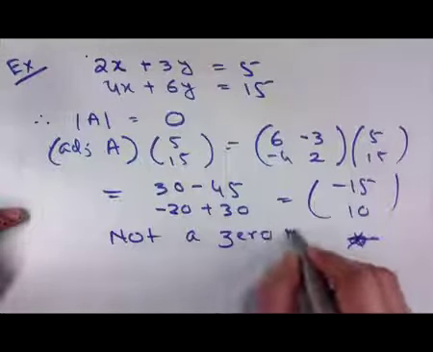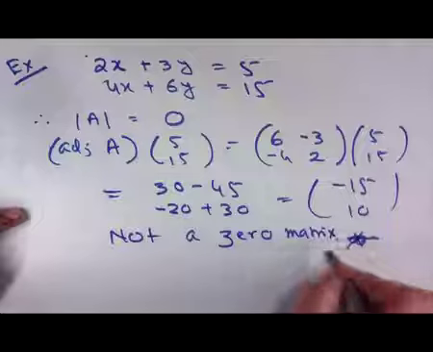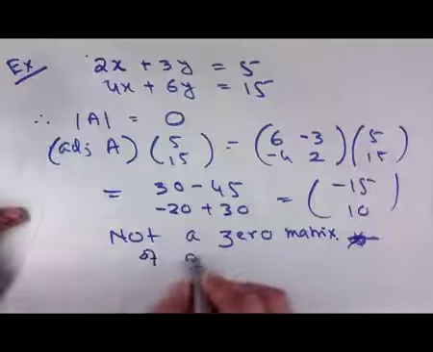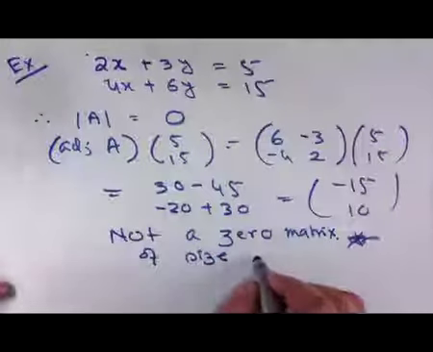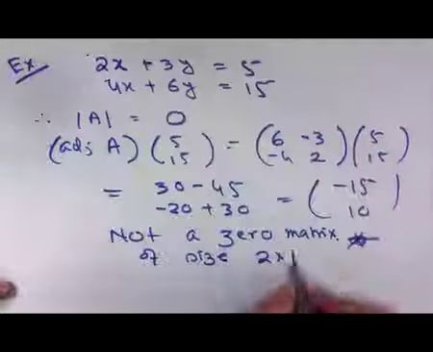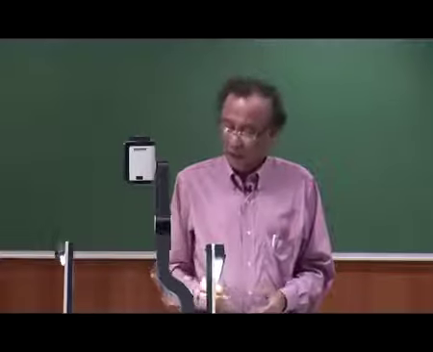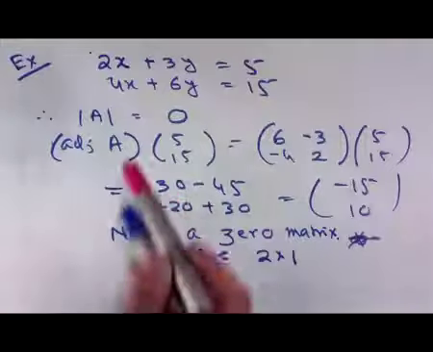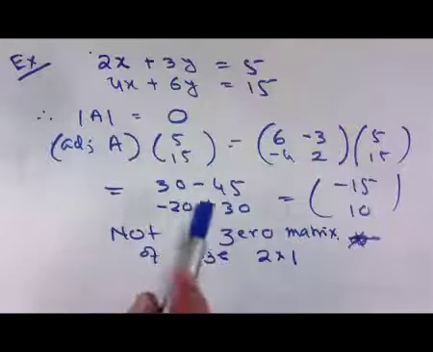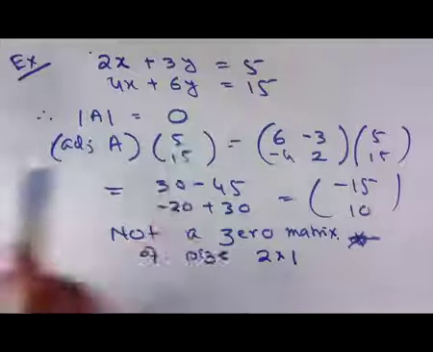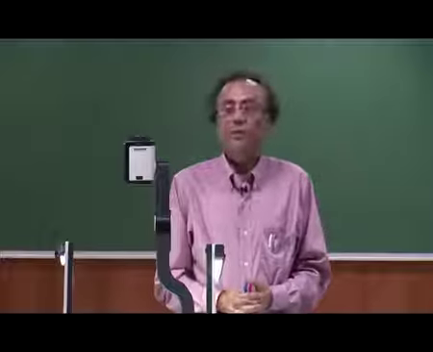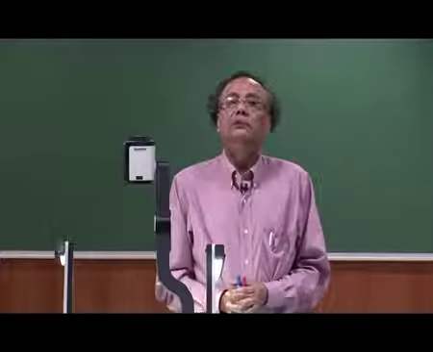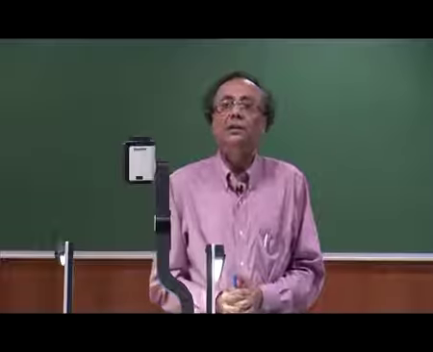Not a 0 matrix of size 2 cross 1. Therefore, as we have seen that determinant of A is 0, but adjoint of A multiplied by B is non-zero. Therefore, there is no solution to this system of equations, or this given system of equations is inconsistent.